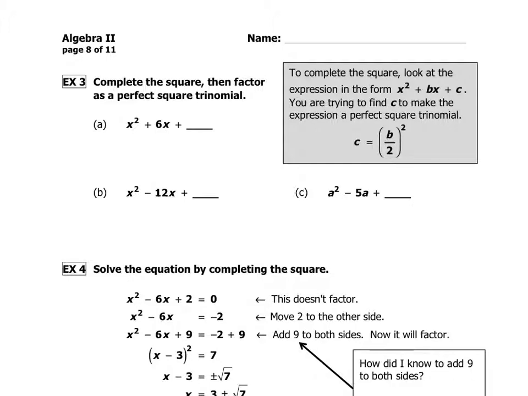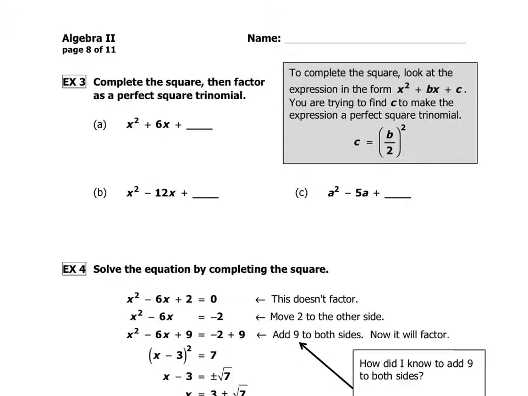Now this may take some thought on your part, but I can tell you that there's an easy way to find the answer to this. Look here in this gray box. To complete the square, look at the expression in the form x squared plus bx plus c. You are trying to find c to make the expression a perfect square trinomial. Well, here's what c equals: (b over 2) quantity squared.